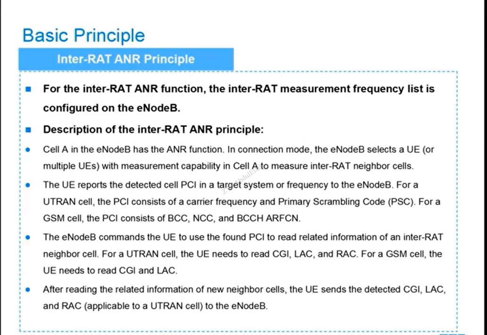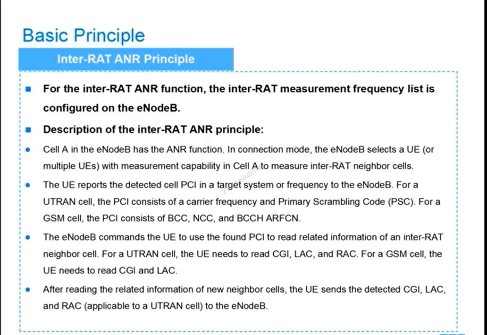For a GSM cell, the PCI consists of BCC, NCC, and BCCH ARFCN. The eNodeB commands the UE to use the found PCI to read the related information of the inter-RAT neighbor cell. For a 3G UTRAN cell, the UE needs to read CGI, LAC, and RAC. For a GSM cell, the UE should read CGI and LAC.